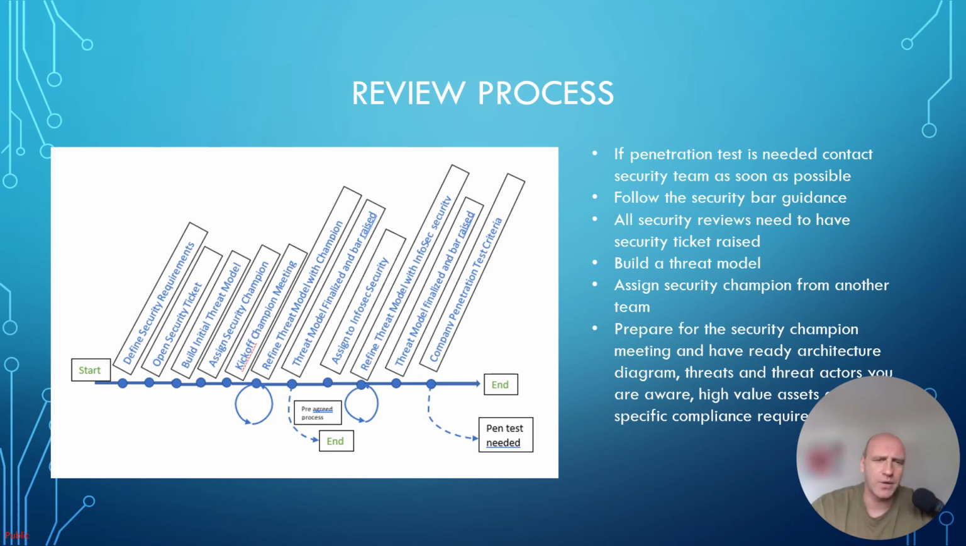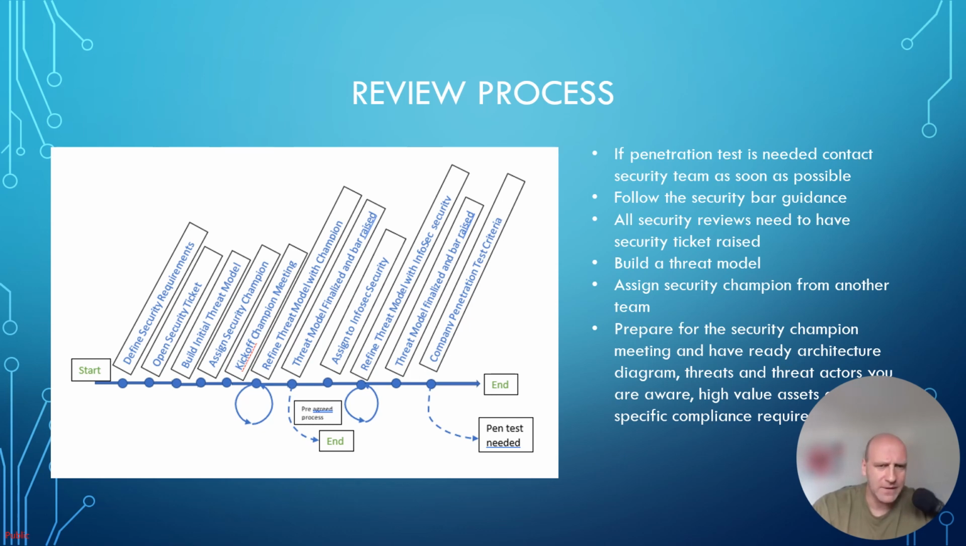Ideally, we want to assign security champion from another team because we never want our developers to mark their own work. So when we prepare for the security champion meeting, they have to have ready architecture diagram, threats and threat actors you might be aware, and the high value assets and also specific compliance requirements. So as you can see, what we do is we allow developers to define their own security requirements. They can open security ticket, obviously, if it needs an escalation. They build their own threat model, assign security champion.